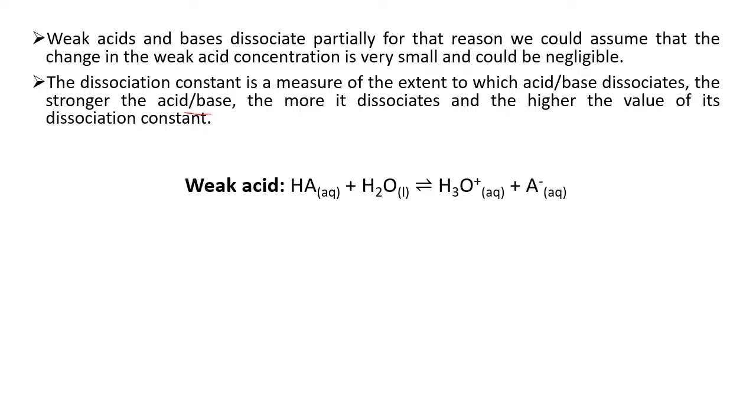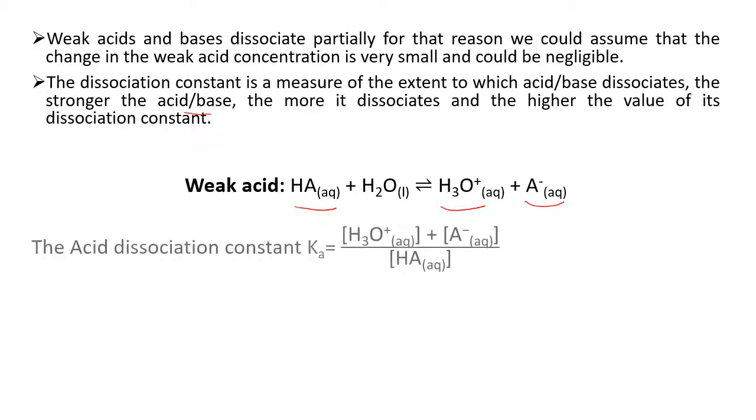For a weak acid, we have here the general equation for its dissociation. We have HA, which is the weak acid. It dissociates to give hydronium ion and its conjugate base, which is A minus. The acid dissociation constant, Ka, is like the equilibrium constant for any equation: the concentration of the products over the concentration of the reactants. But we are not using water here because we are using a diluted solution, so water is not counted in the dissociation constant.